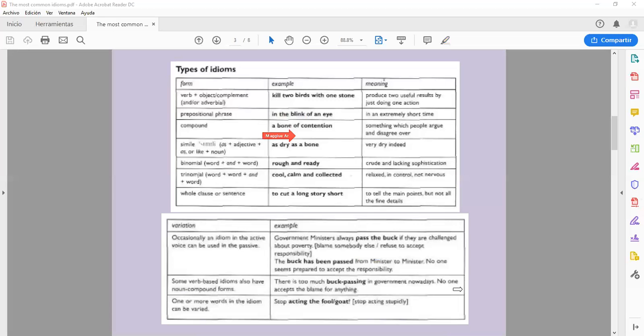Let's go to the other one. "As dry as a bone." Whenever we talk about as dry as a bone, we can say very dry indeed. For example, I could say that when I don't have money, not any money, not a peso, I am dry as a bone, as dry as a bone.